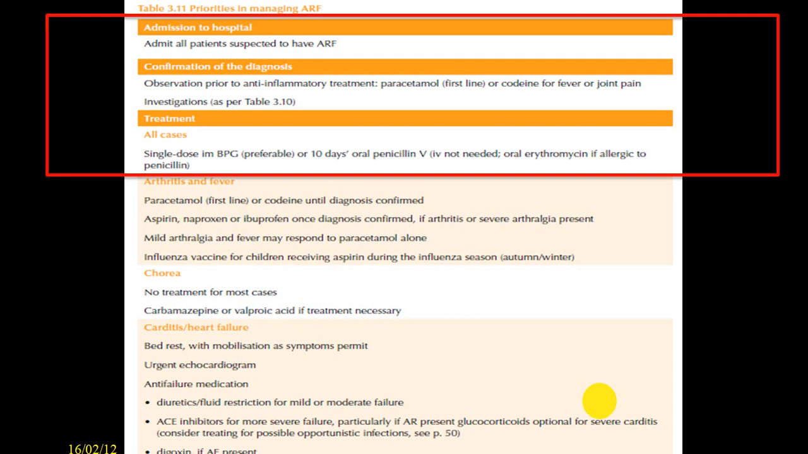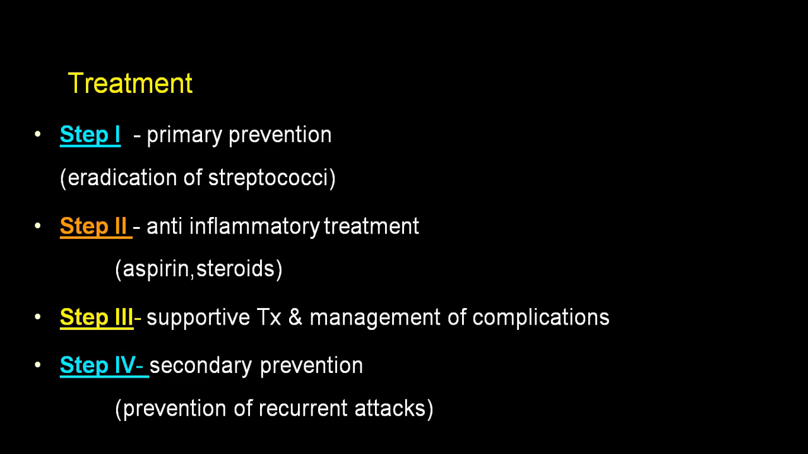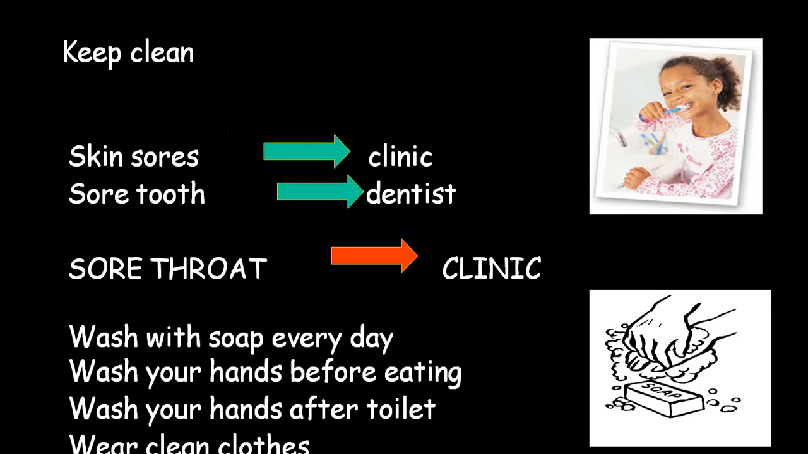So this is another chart showing you the diagnosis and then what treatment you give in different conditions. This shows what you give in chorea, what you do in congestive heart failure or in carditis. You also divide into 4 steps. We call primary prevention, that is eradication of streptococcal infection. Step 2, anti-inflammatory drugs like aspirin and steroids. Step 3, supportive treatment and management of complications. And step 4, prevention of recurrent episodes.